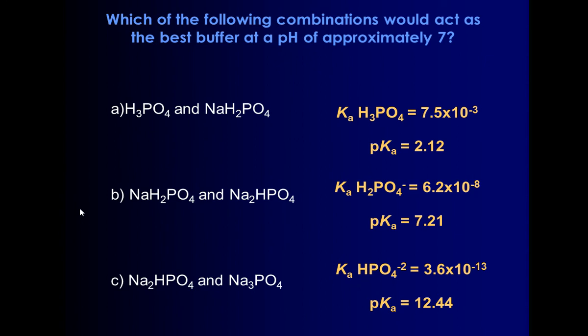So the one that would be the most effective with a pH of around 7 is going to be the one whose pKa is closer to 7, so that you can be more close to a 50-50 split between the two components. And so in this particular example, it would be B. Okay, so that's the end of buffers, and we will be moving on to titrations next.